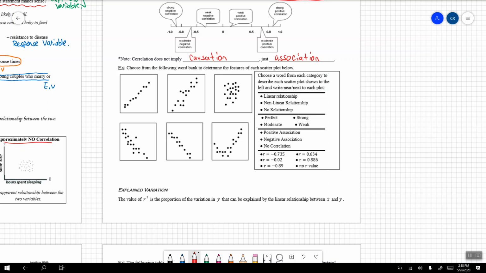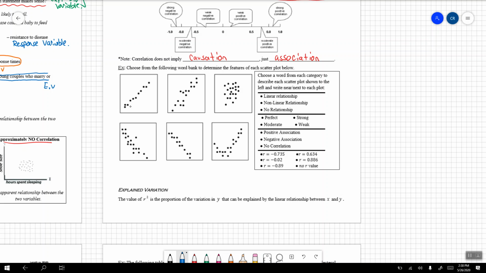Looking at these 6 scatter plots, what we want to do is choose a word from each category to describe each of these plots. All right, I'm going to do a few of them with you. That way we can start looking at them and we could then bring up a discussion, if you want, on the discussion board. So for the first one, top left corner, here we go.